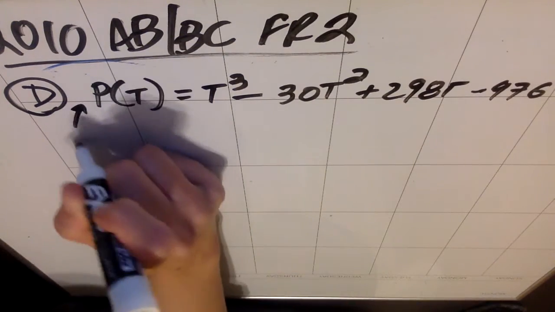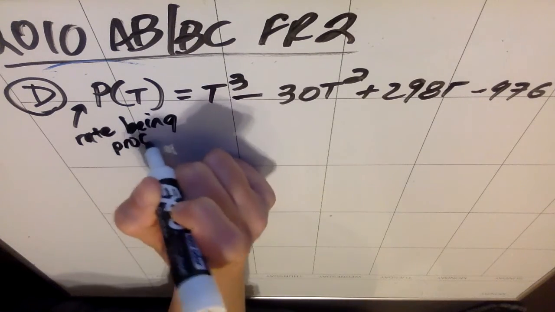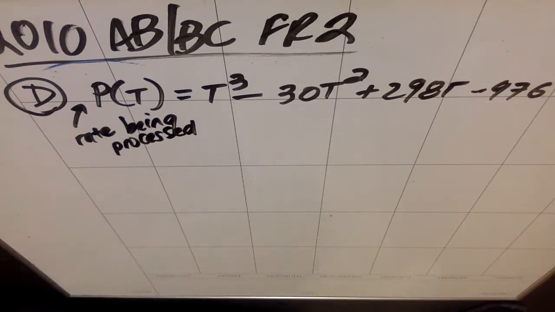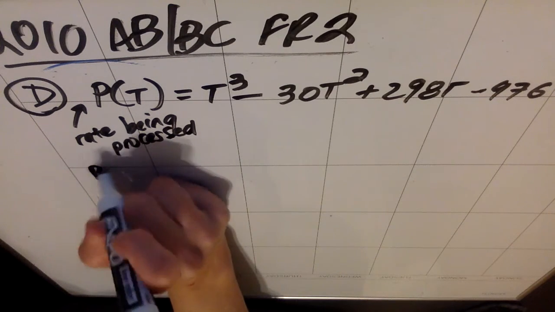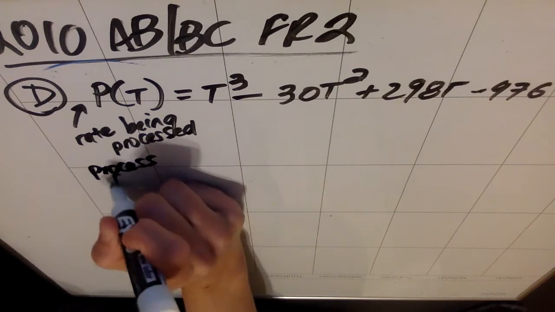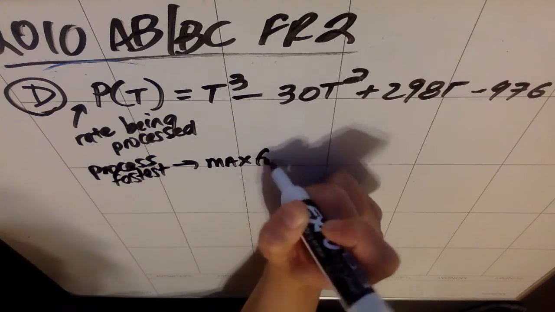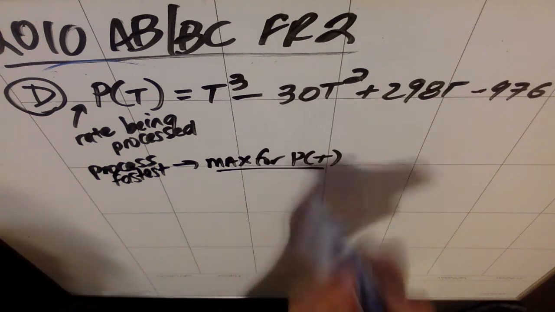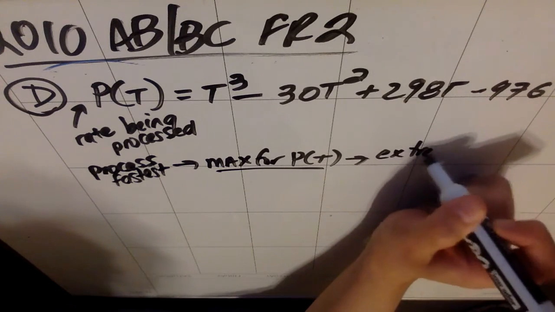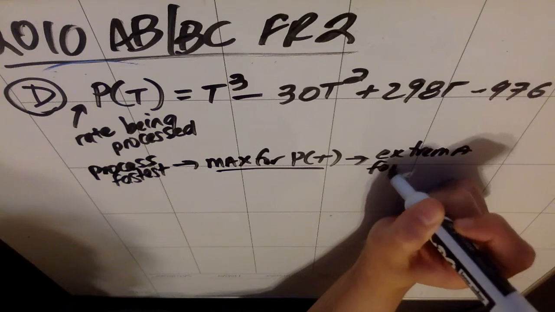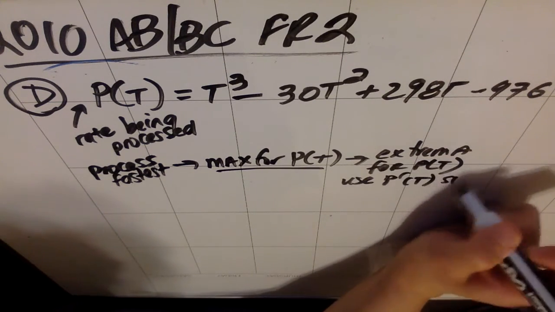Okay, so P of T is the rate they are being processed. If you want to know when they are being processed the most quickly, so if you hear processed fastest, essentially, processed the most quickly, that's a max for P of T. That's what they're asking: when is there a max for P of T? So anytime you want extrema for P of T, you use a P prime of T sign chart.